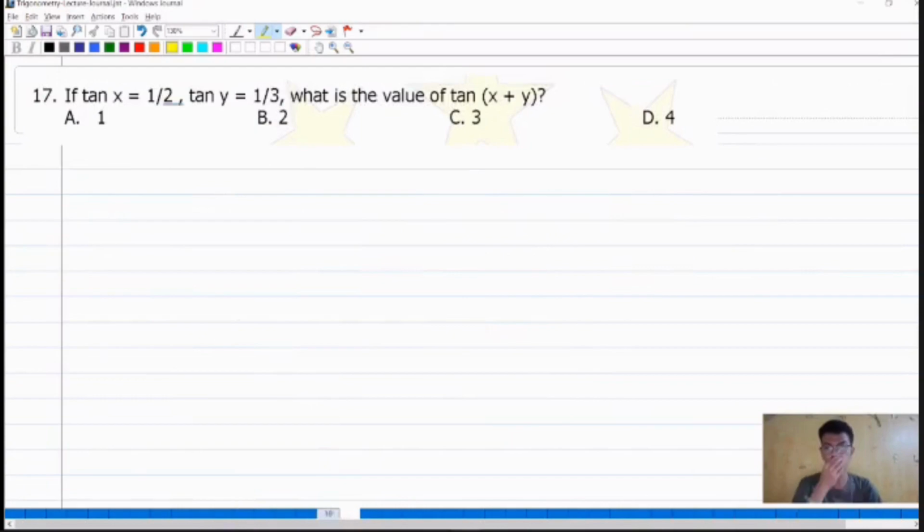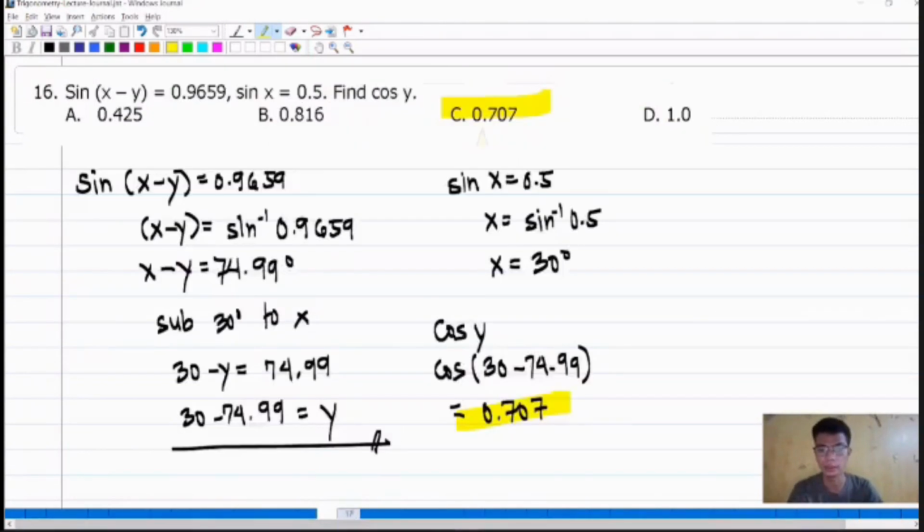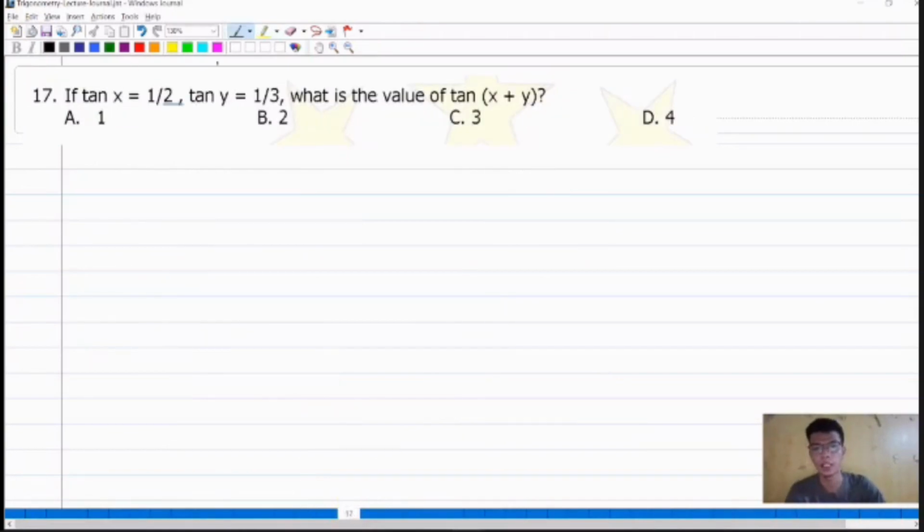Let us proceed to number 17. Same approach again. What is the value of tangent (x + y)? To get the value of tangent (x + y), we need the value of x and the value of y, and we can get those from the given equations.